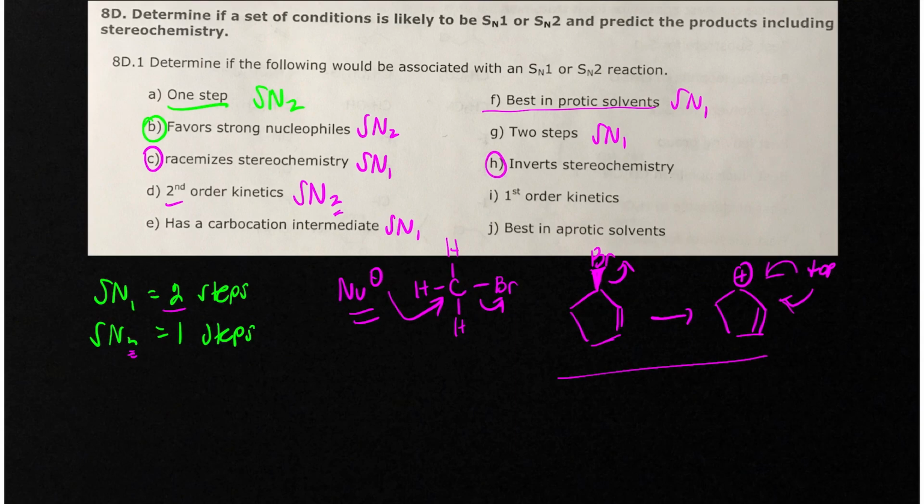H is going to be inverts the stereochemistry, and that's going to be your SN2, as we know. First order kinetics, that's of course SN1. That's what the 1 there means, right? And best in aprotic solvents is SN2.